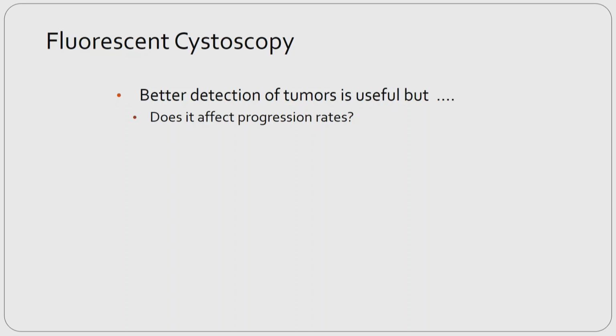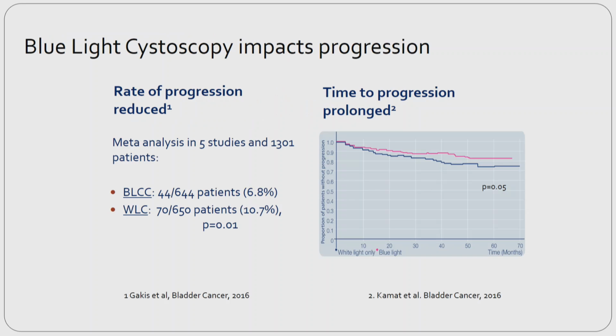The next question is, well, okay, fine, I can decrease recurrence rates, but you're telling me it's a high-grade tumor, it's a T1 tumor. Are you actually affecting progression in these patients? Again, we had to wait for longer-term follow-up from many of the studies. These are 2 publications. When Gakis looked at it in a meta-analysis, he was able to show that blue light did decrease progression rates from 10.7 to 6.8%.